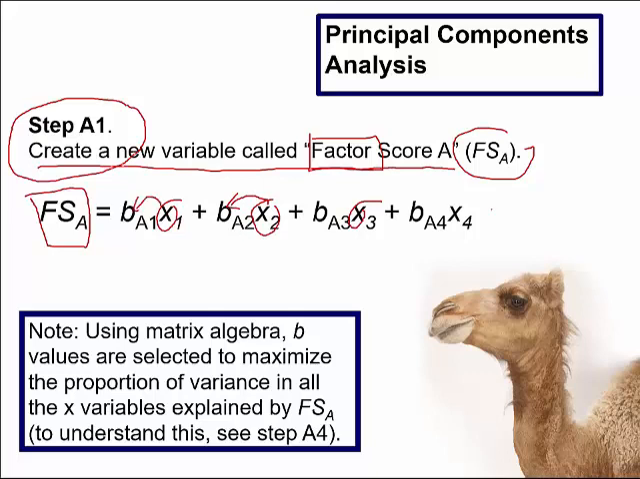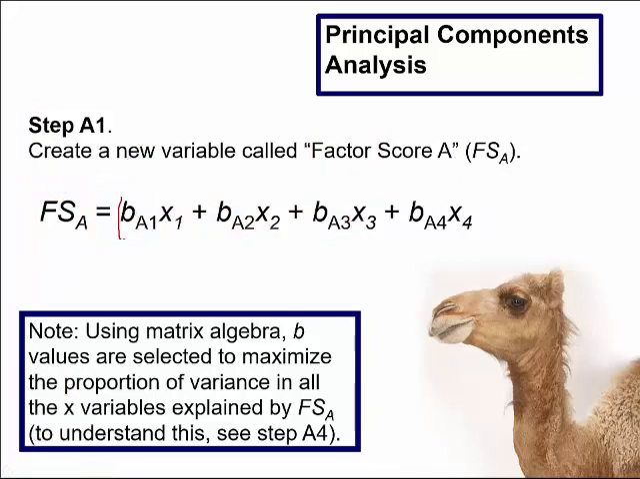And then we summed these weighted items together to get a score on factor score A. And recall where these weights came from. How do we determine what weights we should use, that we multiply each item by? How do we decide what these weights are?